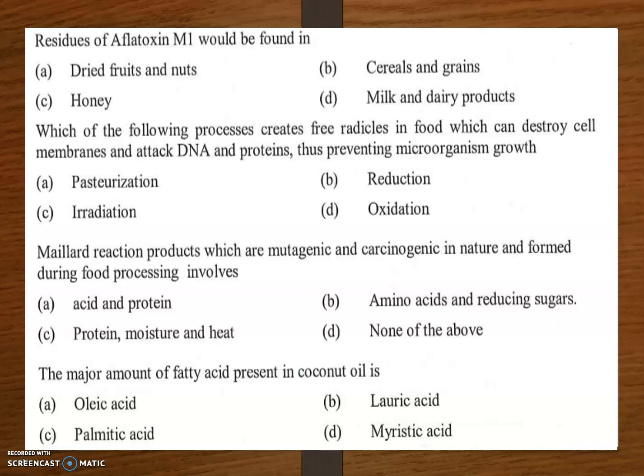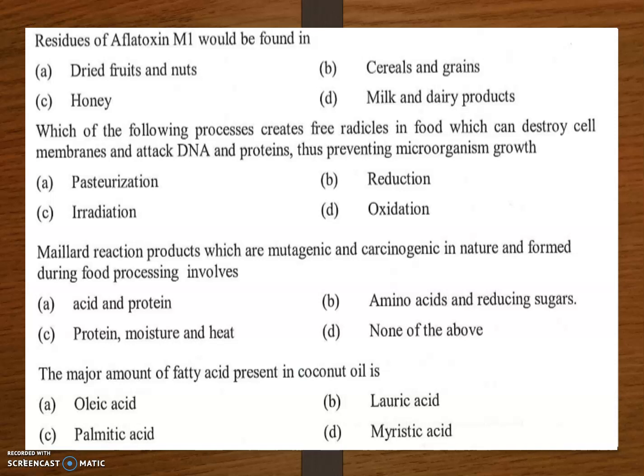Irradiation is a food processing technique. It is used for sterilization, and that process will create some free radicals in food which can destroy the cell membranes and attack the DNA and proteins of the microorganism, thus preventing microorganism growth in food. Next question. Maillard reaction.